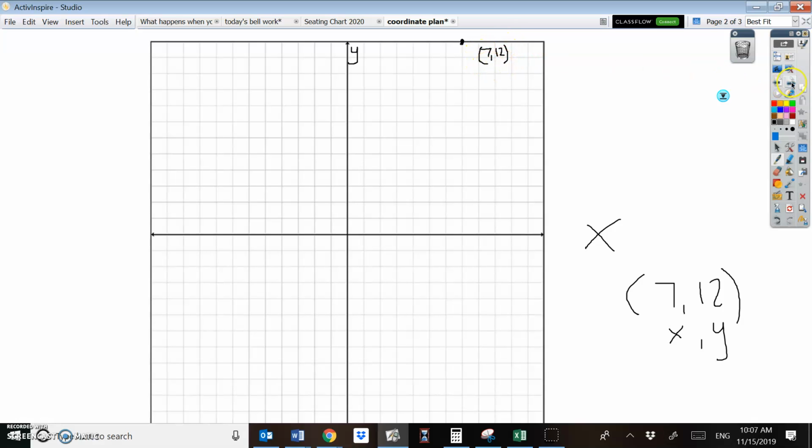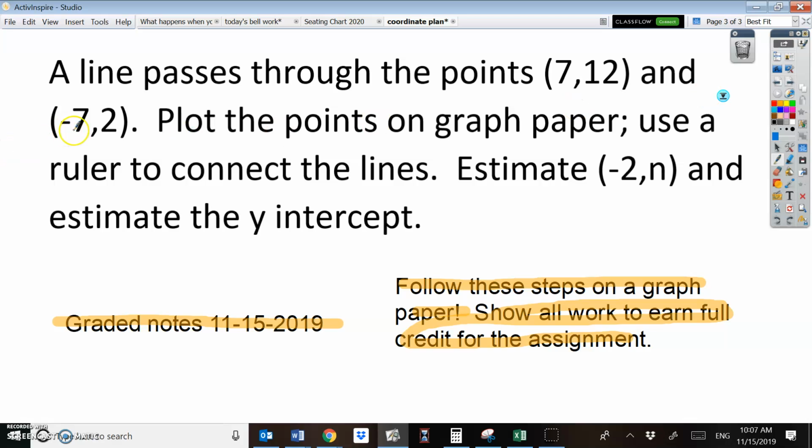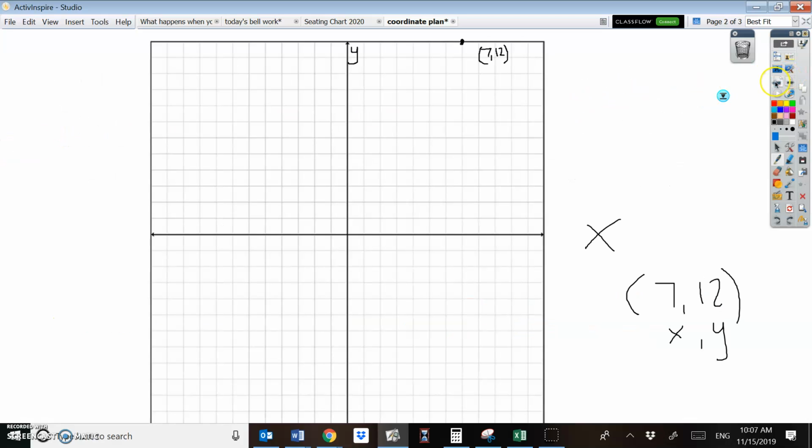The other point was (-7, 2). The x-coordinate is -7. The y-coordinate is 2. So go 7 places to the left: 1, 2, 3, 4, 5, 6, 7, and then 2 places up because the y value is positive: 1, 2. This is the point (-7, 2).